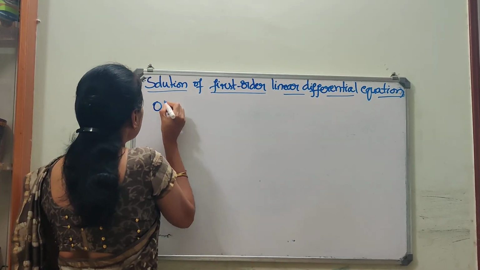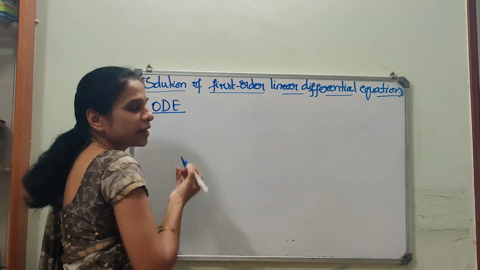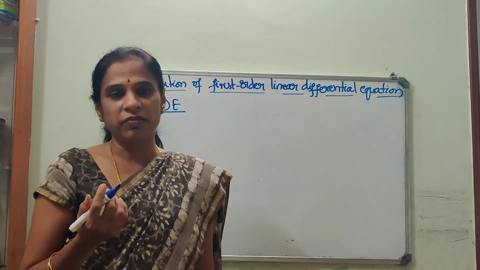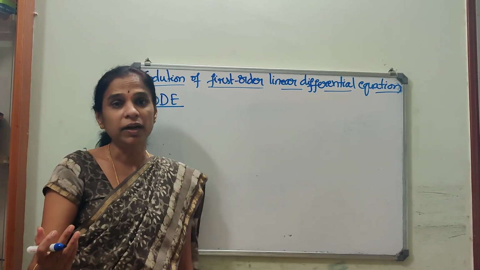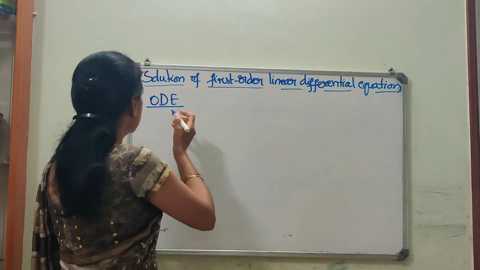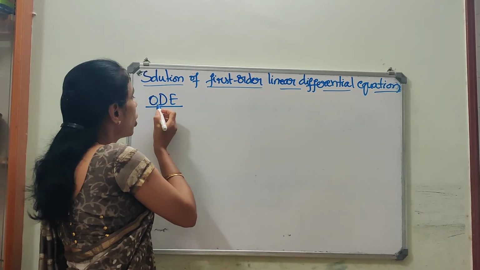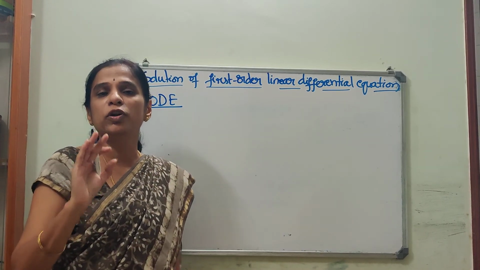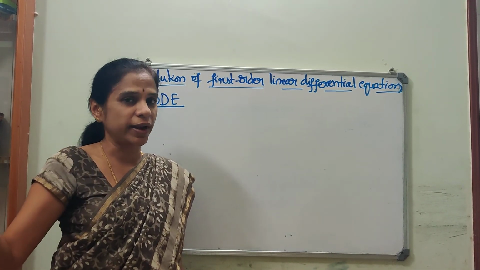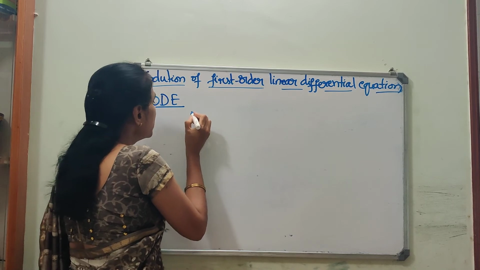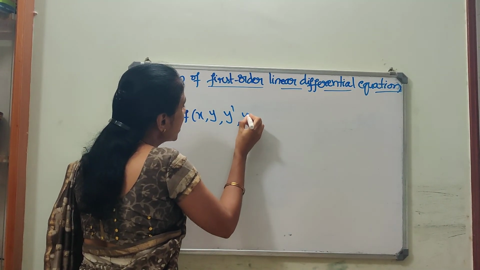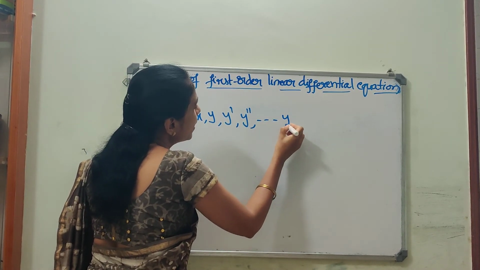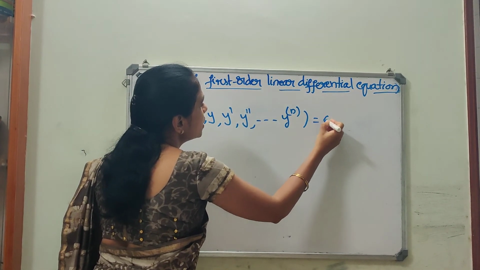So, we call that, let us take first, ordinary differential equation, because there might be partial differential equations which you are going to study in your next classes. So here ODE, ordinary derivatives. So we are talking about dy by dx, d square y by dx square and so on. So the differential equation will be of the form f of x, y, y dash, y double dash and nth derivative of y is equal to 0.